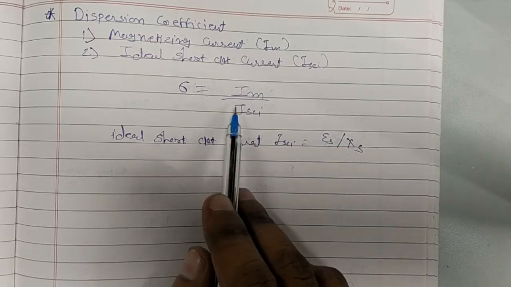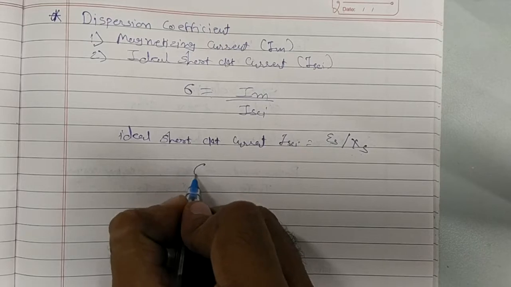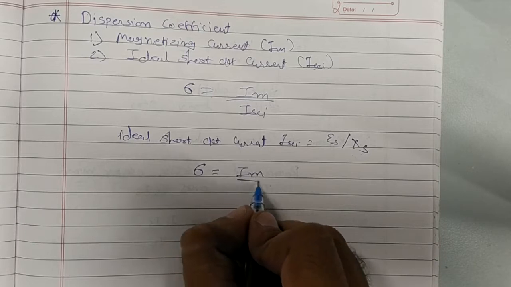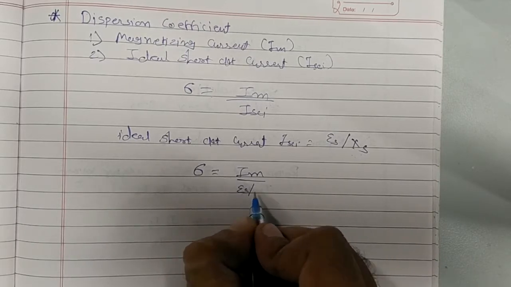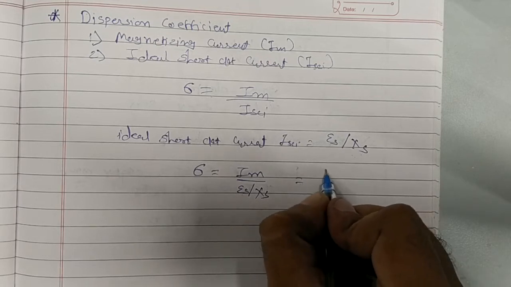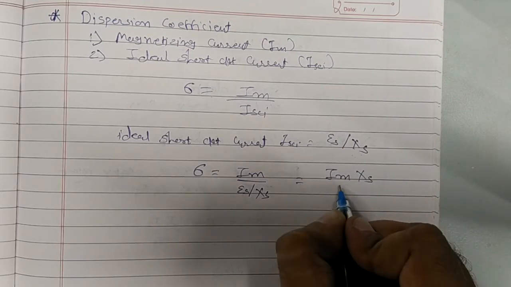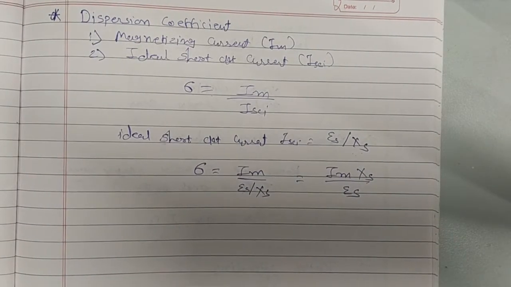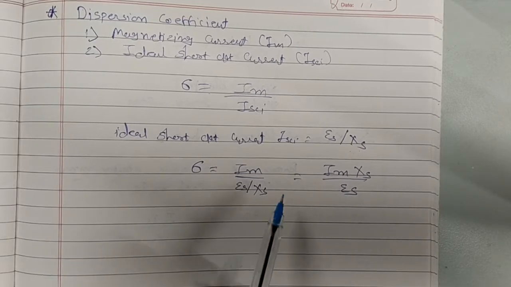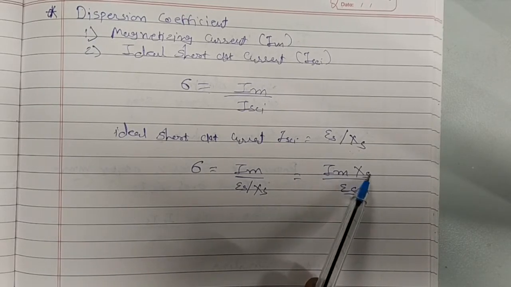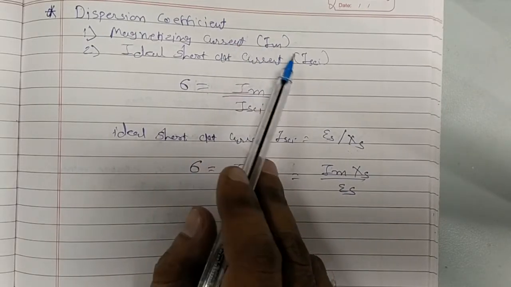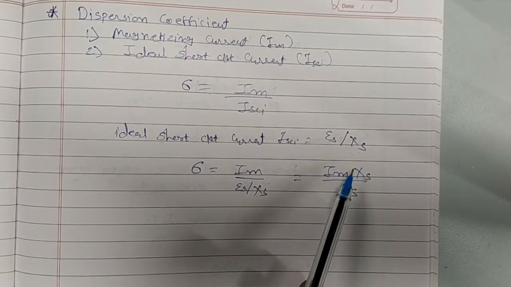So we can put this over here, and we get sigma, the dispersion coefficient, equal to Im upon ES divided by XS, which is similar to Im into XS divided by ES. This equation is also true. So if Im and XS are small, the value of the power factor is going to be good, according to the relation of Im and ISCI with the power factor.